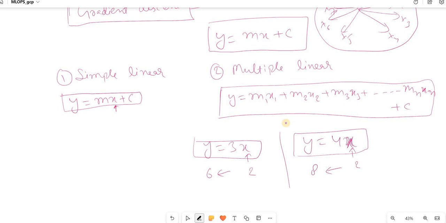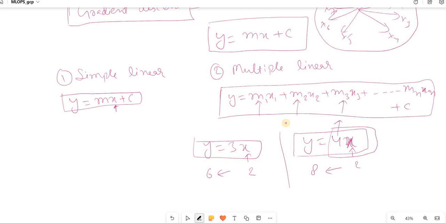Because by changing the value by 2 in both scenarios, here y becomes 8, but here y becomes only 6. Means this is changing more to y, affecting more to y. And why? Because of the slope. Means the higher the slope, the more important that feature is.